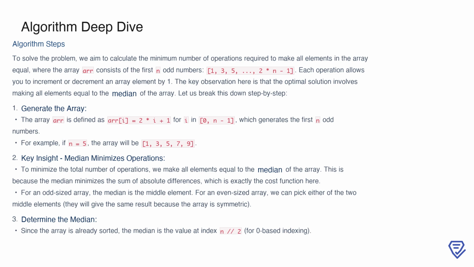This is because the median minimizes the sum of absolute differences, which is precisely the cost function we're trying to optimize. For an odd-sized array, the median is the middle element, while for an even-sized array, we can choose either of the two middle elements since the array is symmetric. To find the median, we can simply select the value at index n // 2 since the array is already sorted. Now that we understand the importance of the median, let's move forward and break this process down step by step.